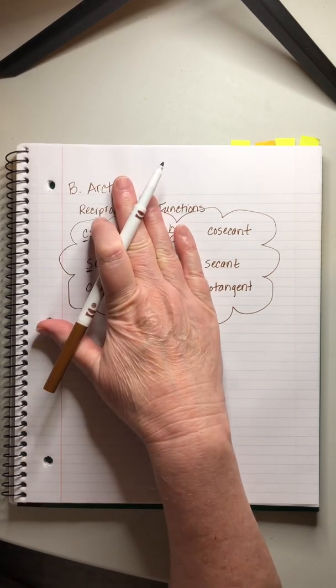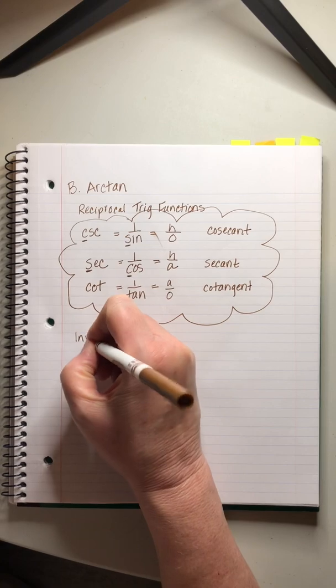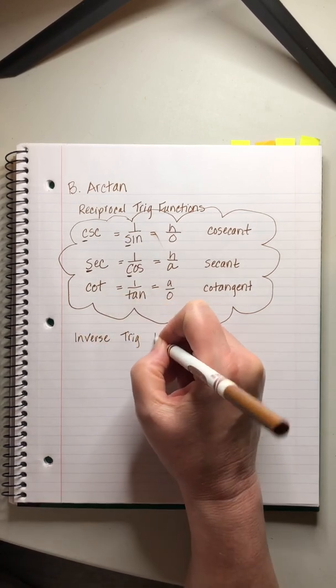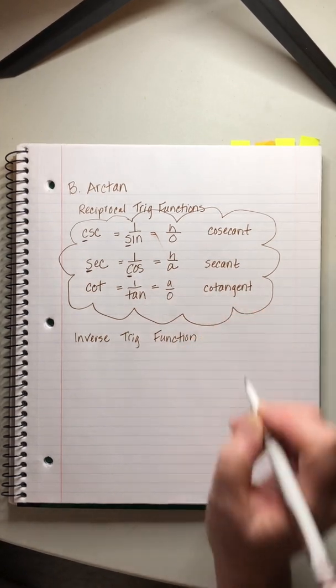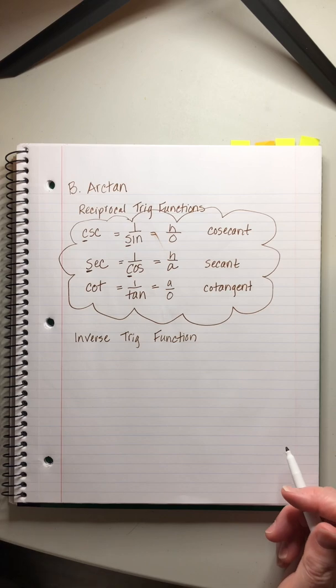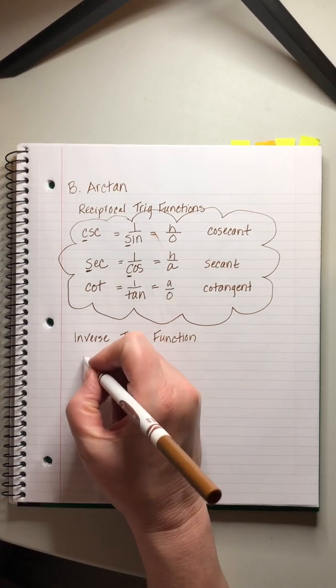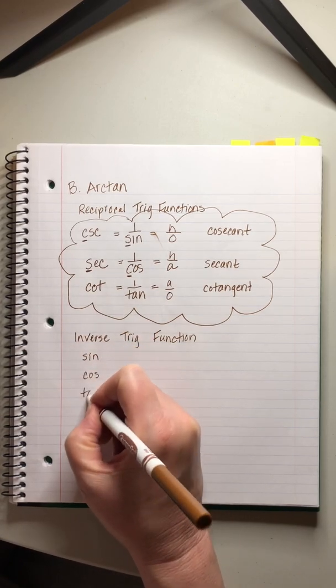They have nothing to do with this. This is what we call an inverse trig function. We learned about these way back in the day when we were talking about the calculator buttons, right? And we said that you use the button that says sine and cosine and tangent, right?